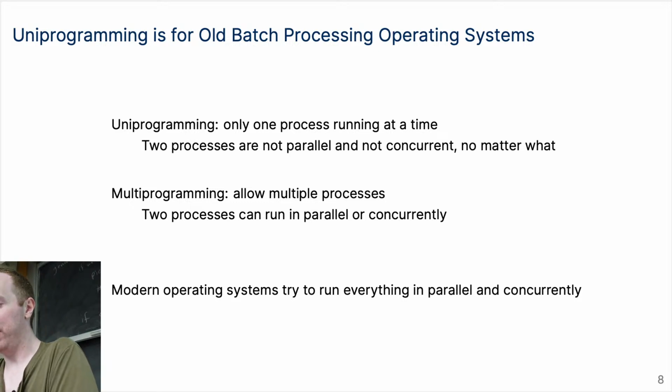Well, if you have multi-programming, which is kind of what operating systems now are designed for, it allows multiple processes to run at the same time or concurrently. So they can run in parallel or concurrently, and it's up to the kernel to decide which is which. In modern operating systems, you want to take advantage of all the hardware resources you can. So you want to run things in parallel as much as you can, and you also want to run them concurrently, so it looks like even more things are running at the same time.